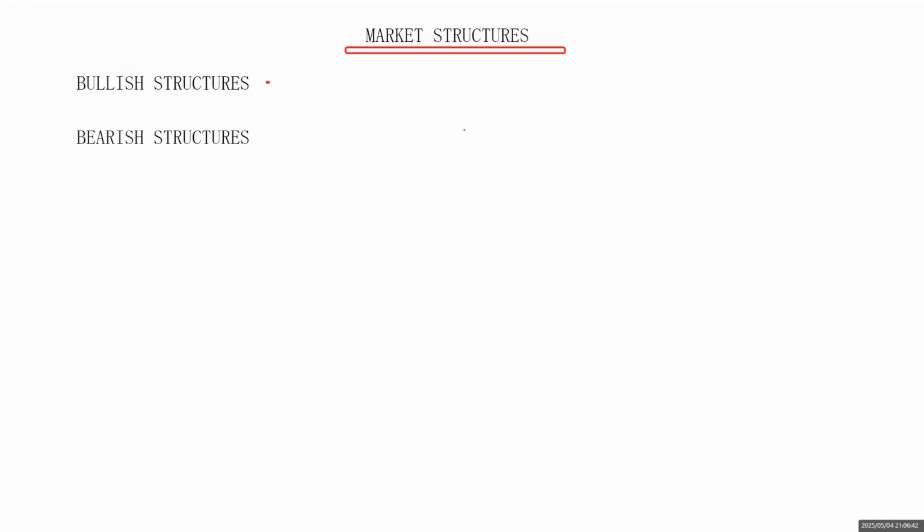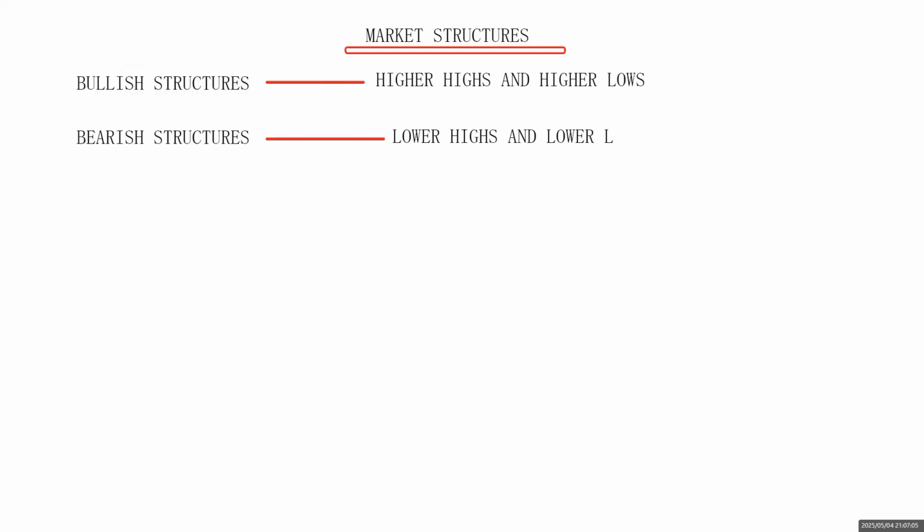Let's go ahead and write that out. These bullish structures are made up of higher highs and higher low coordinations. While the bearish structures are made up of lower highs and lower low coordination. So in summary, or in layman's terms, a bullish structure shows us what? An uptrend, while a bearish structure shows us a downtrend.